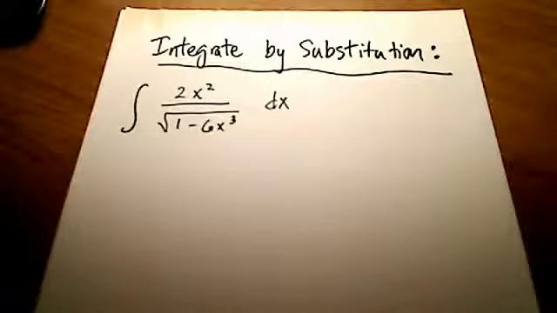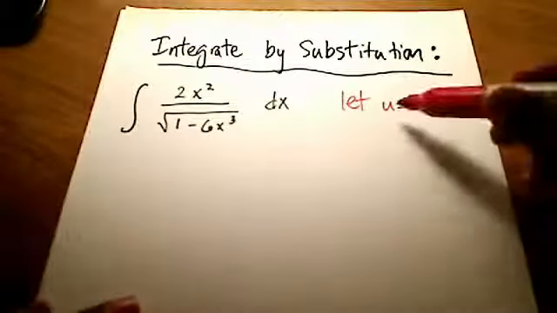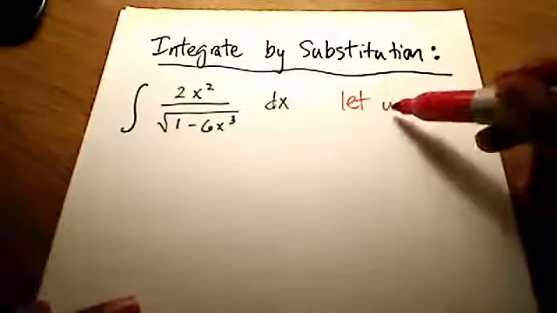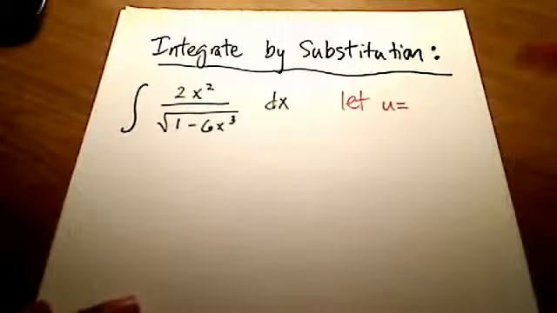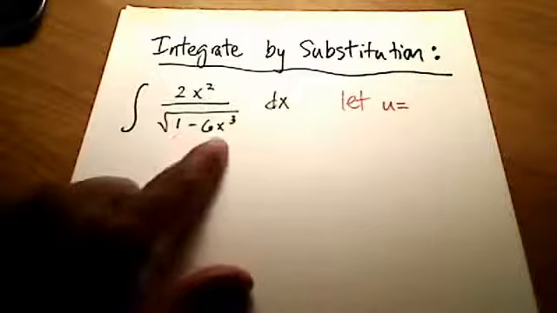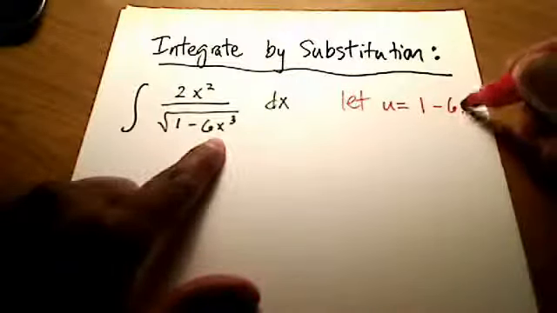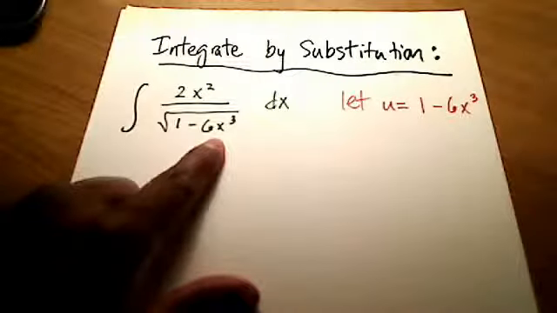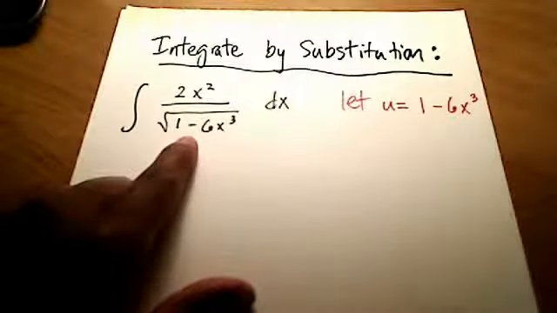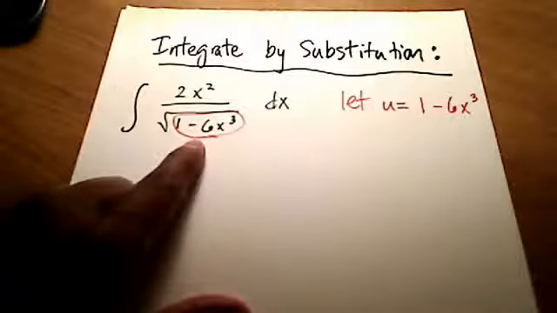What we're going to do in this problem is let u, our variable for substitution, and again that can be any variable you want, p, m, whatever you want, but we're going to let u equal the stuff inside of this square root down here in the denominator, which is 1 minus 6x to the third. Okay, that's what we're going to let u equal. So when we're done, we're going to substitute in place of this, what I'm circling in red here, the letter u. Okay.